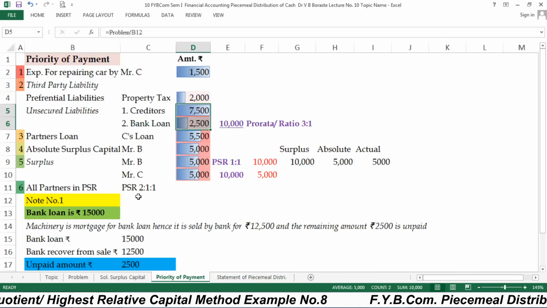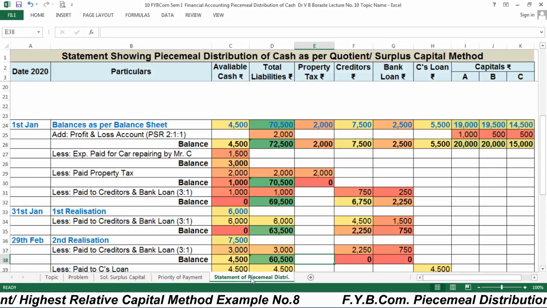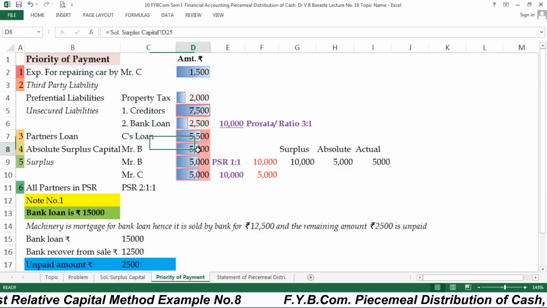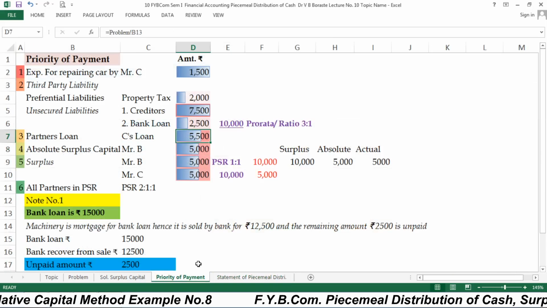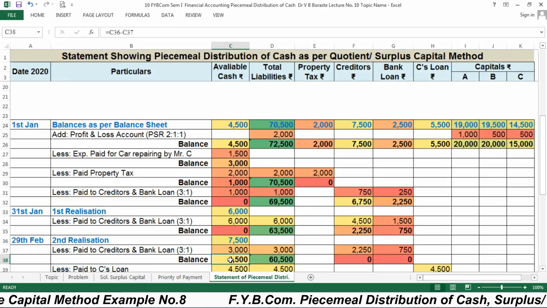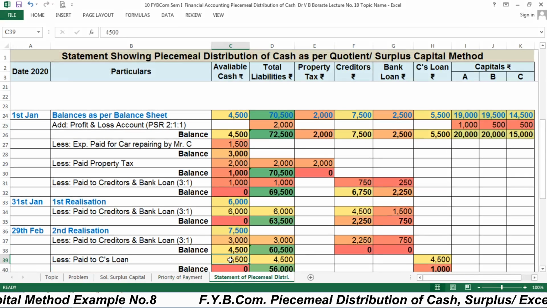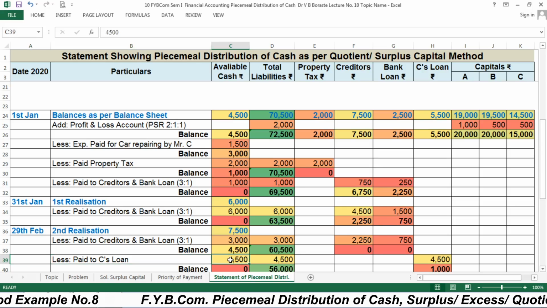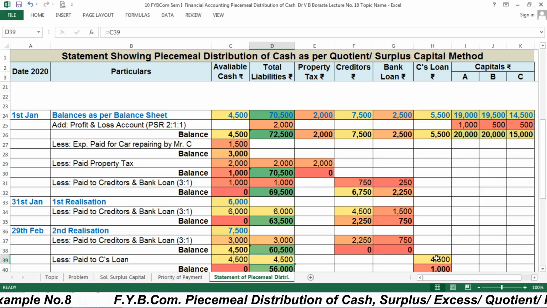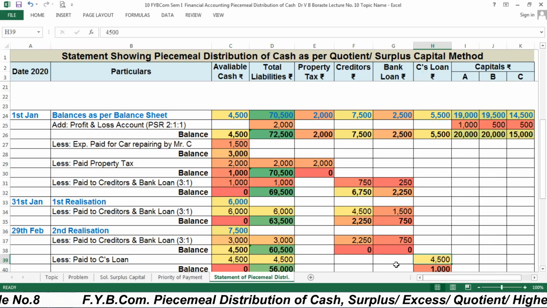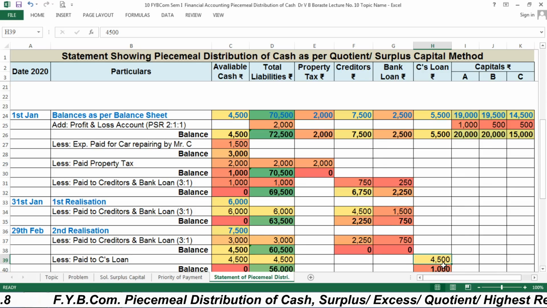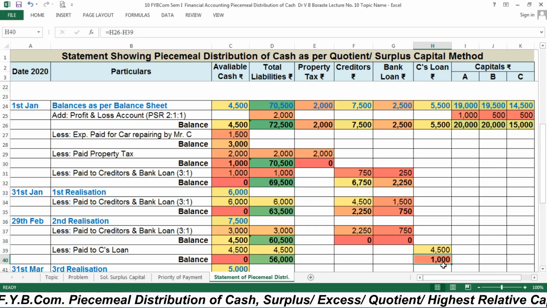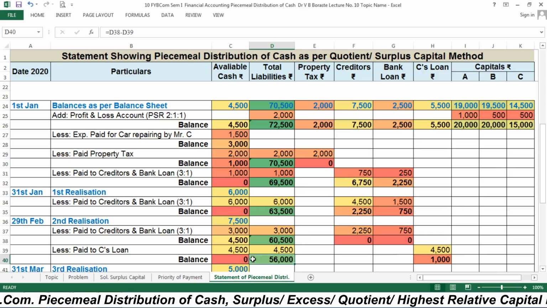The next payment is C's loan, that is partner's loan. So what is the amount of partner's loan? It is 5,500 and we have only 4,500. So we have to pay 4,500 total amount to C's loan. So less paid to C's loan 4,500, total liability will be reduced by 4,500 and Mr. C as a loan will receive 4,500. Still we have to pay 1,000 to Mr. C's loan and our total liability balance is rupees 56,000.